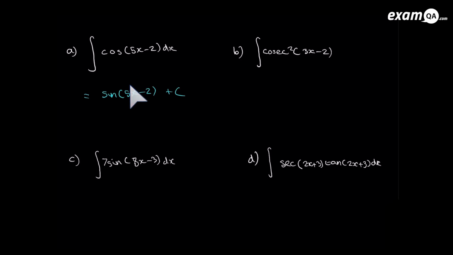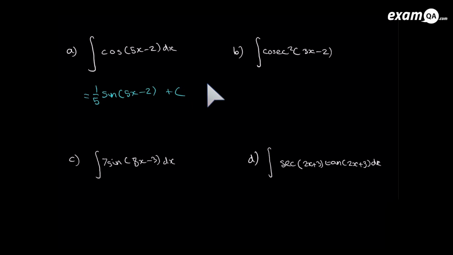When you differentiate sin(5x - 2), you get an extra 5 at the front. So we're going to adjust it by putting 1 over 5 at the front of our answer. That will get rid of the 5, which comes to the front when you differentiate. Now, if you differentiate this, it goes back to the question exactly. So we're good on this one.